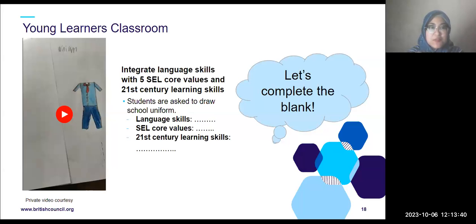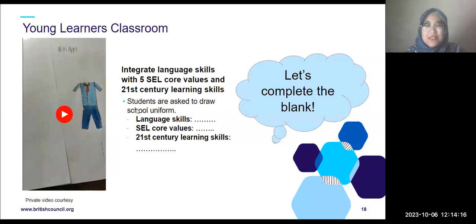So students basically apply the knowledge of what is uniform into a drawing, right? Vocabulary learning, yes, and a bit of writing. Okay, yes, they write their names. But it's mostly vocabulary because they apply what they know about uniform. This is a shirt and pants, long pants. So it's vocabulary. Now, what about the SEL core values here?